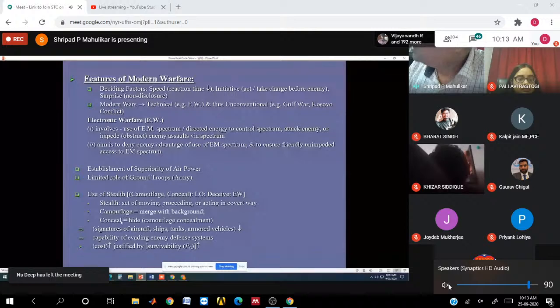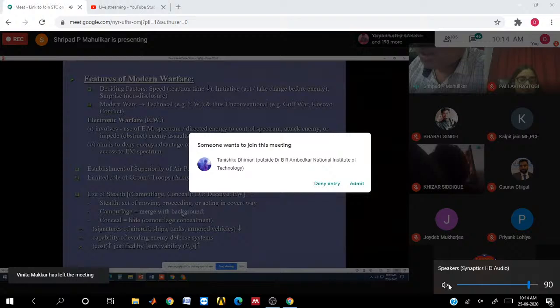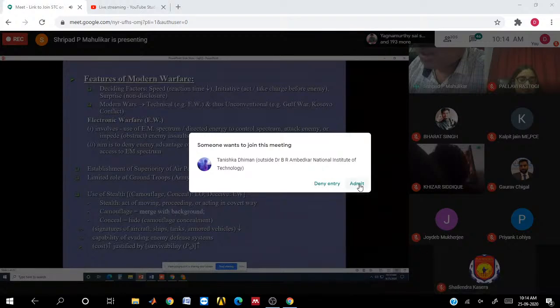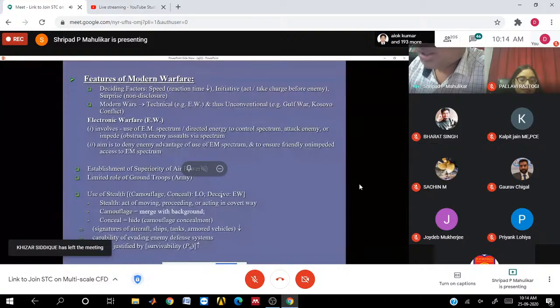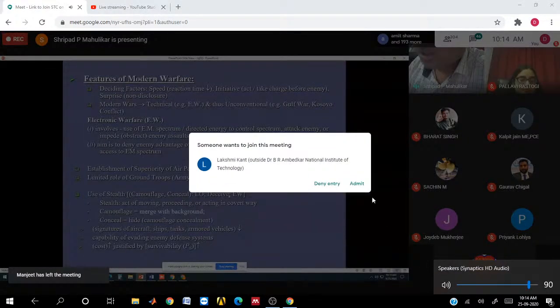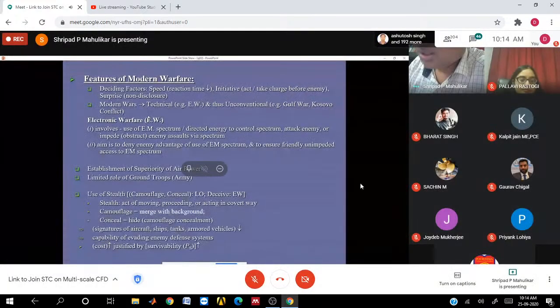Whatever you use for hiding, you have to camouflage. So what is camouflage? Camouflage is to merge with the background. If an aircraft is the same as the background, then the aircraft is not seen, as an example. Camouflage and conceal, these two together come under LO, low observables. Low observables takes care of camouflage and conceal. And deception, to cheat, to fool the opposite side, is largely taken care of by electronic warfare.